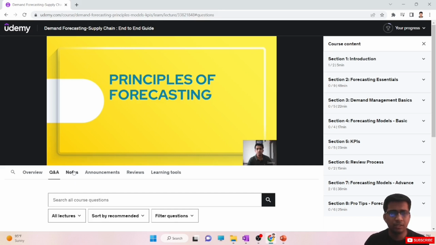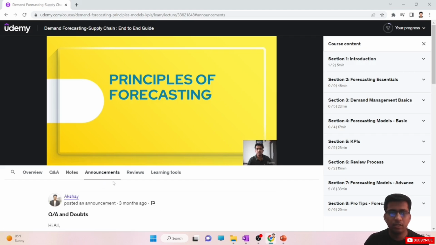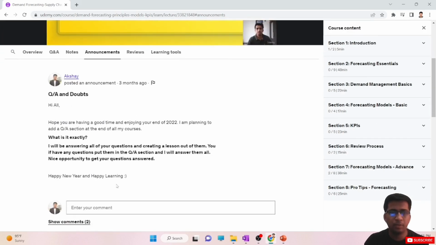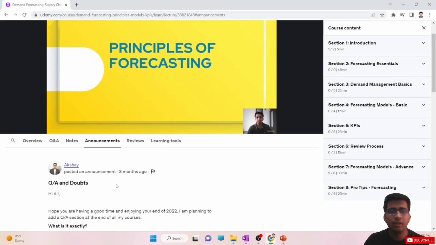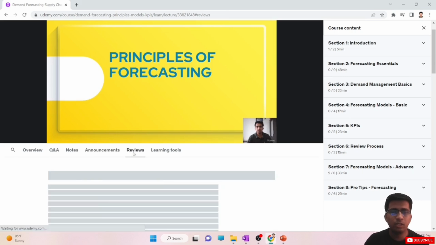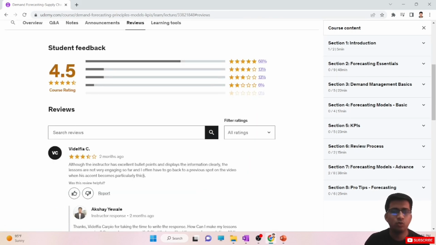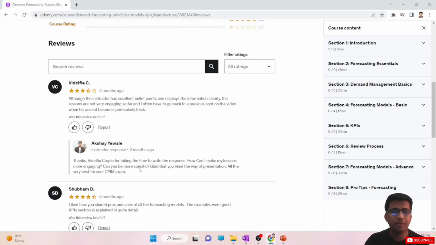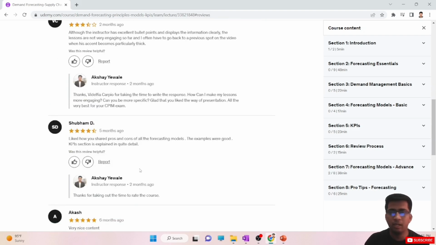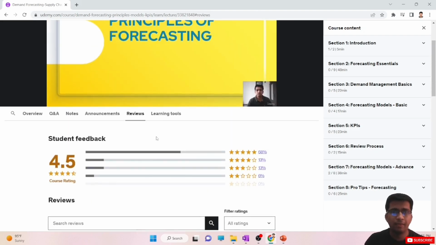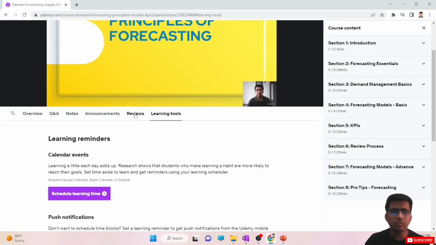Next is the notes section. These are the notes given by the instructor. There is also an announcement section, where the instructor puts any announcements he needs to make. And then there are reviews. Here you can see the different reviews given by other students. And there are other learning tools, where you can schedule your learning time and other things.